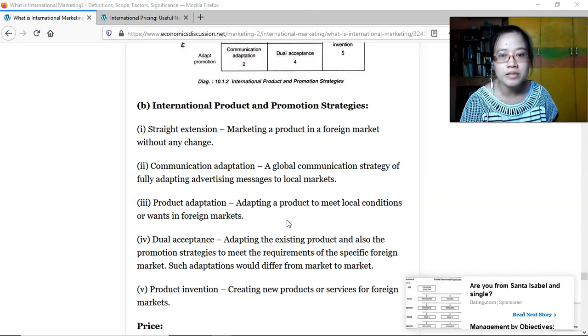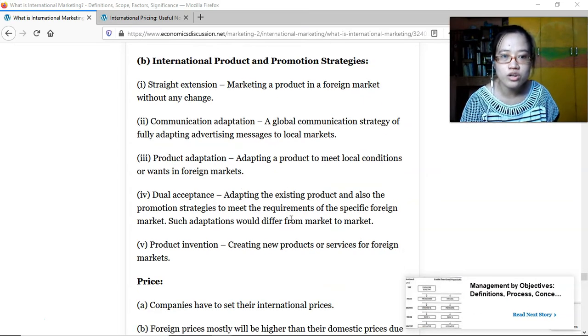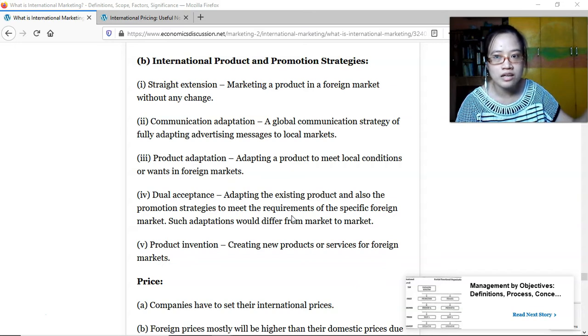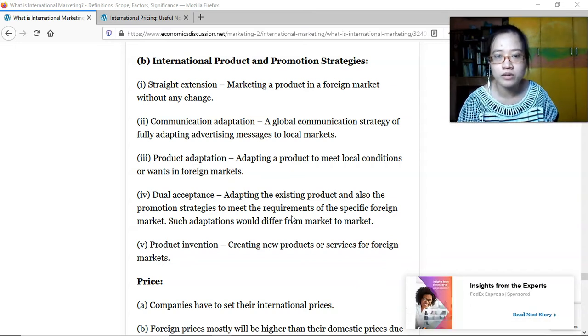Product adaptation, adapting a product to meet local conditions or wants in foreign markets. So you check first if the consumers would want a particular product. Okay, or you try to learn what they want and then you produce it.